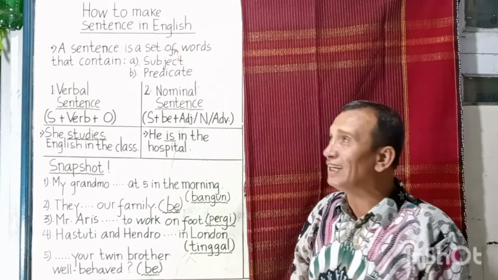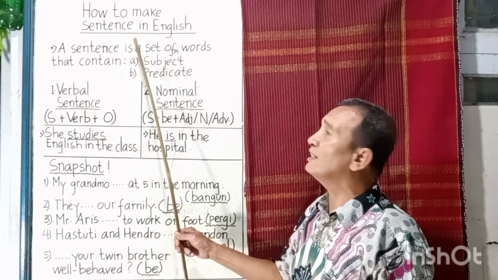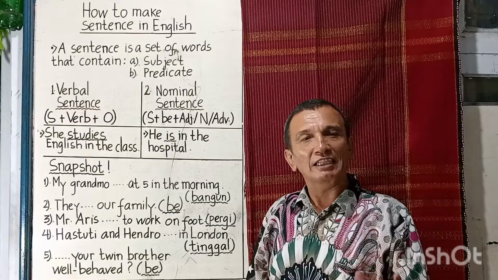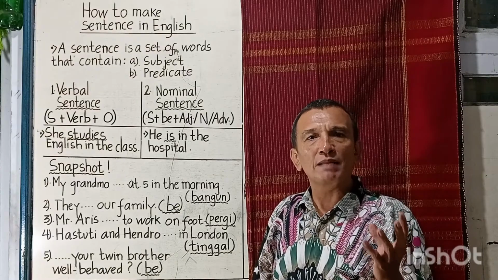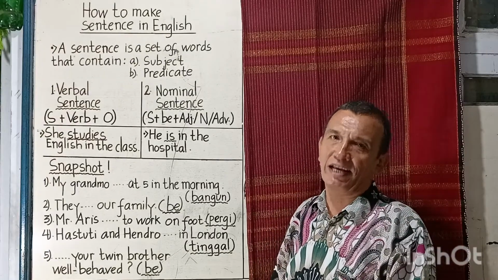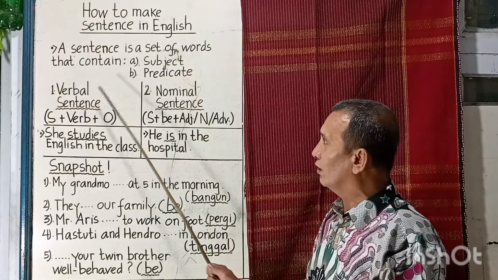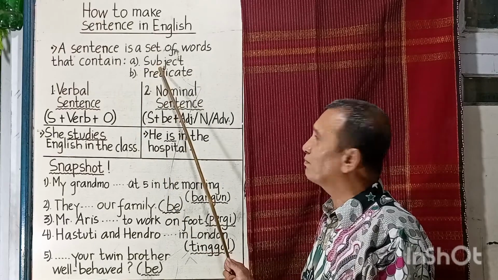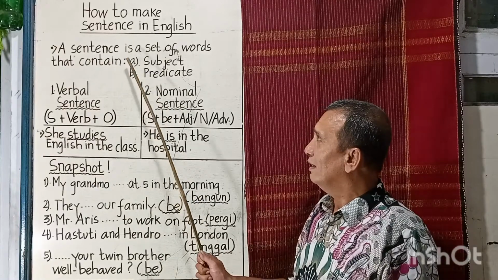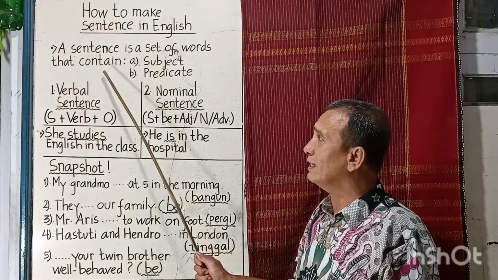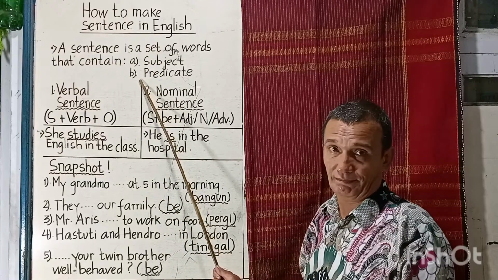In this opportunity, let's learn and discuss about how to make sentence in English. Pada kesempatan ini, kita akan mencoba secara simple mempelajari bagaimana membuat kalimat dalam bahasa Inggris. A sentence is a set of words that contain subject and predicate. Jadi sebuah kalimat adalah serangkaian kata-kata yang berisi minimum ada subjek dan predikat.